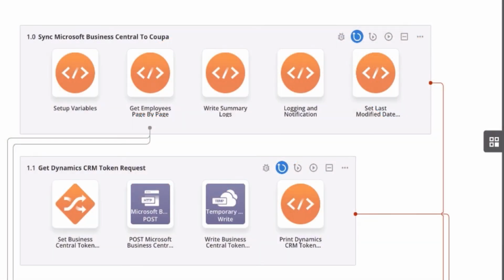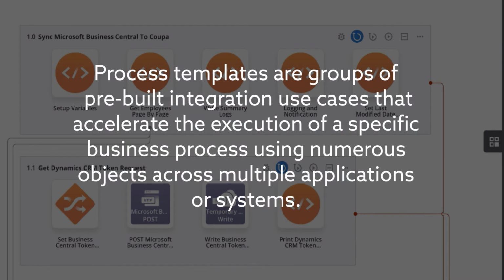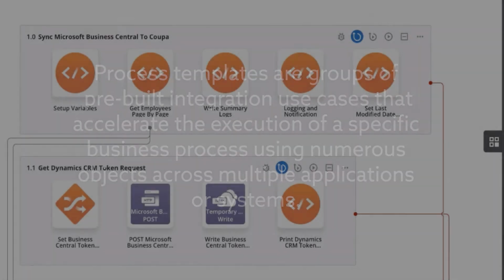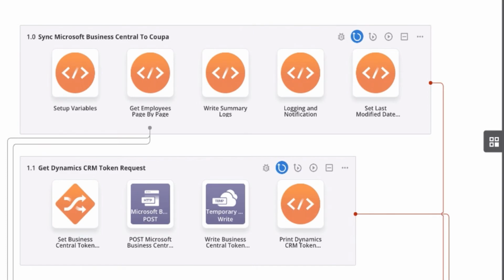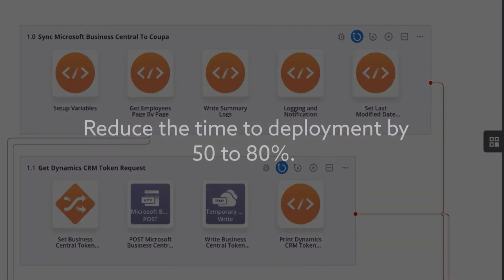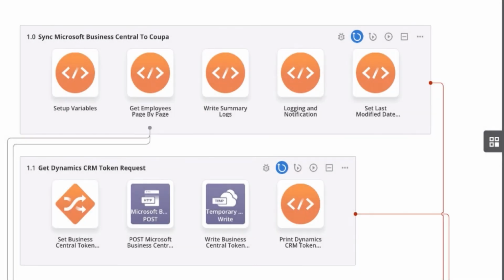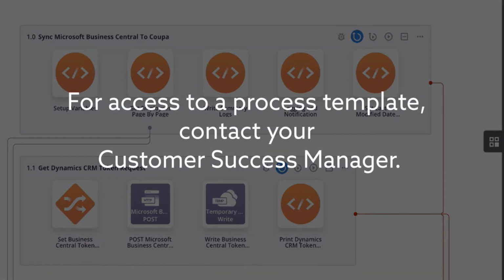First, I want to explain what a process template is. The Cloud Studio process templates are groups of pre-built integration use cases that accelerate the execution of a specific business process using numerous objects across multiple applications or systems. Process templates are designed to reduce the time to deployment by 50 to 80% and can be self-implemented, delivered by Jitterbit Professional Services, or delivered by an implementation partner. For access to a template, contact your Customer Success Manager.